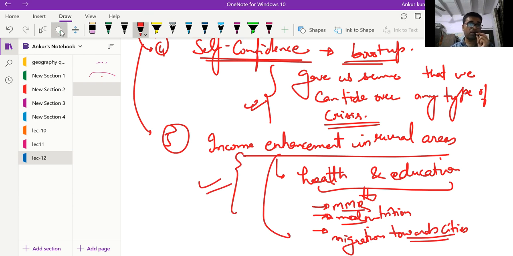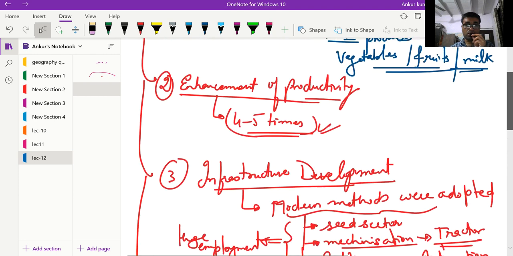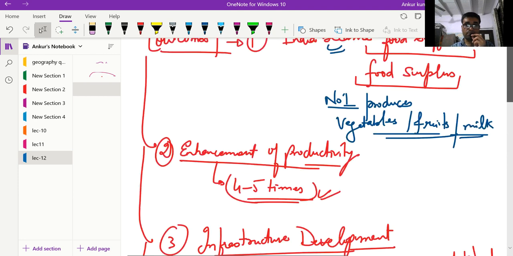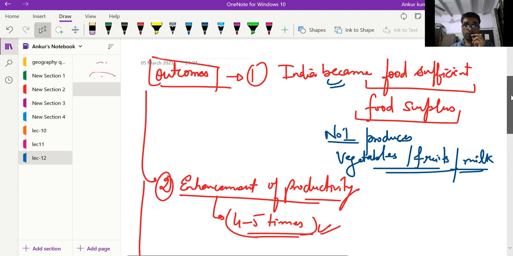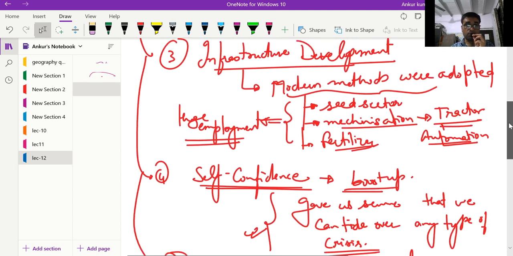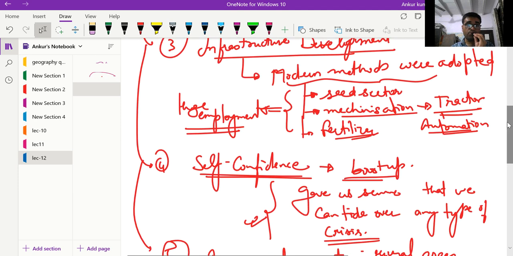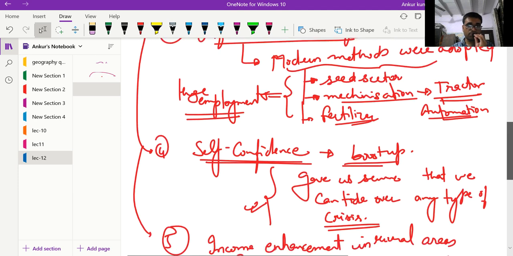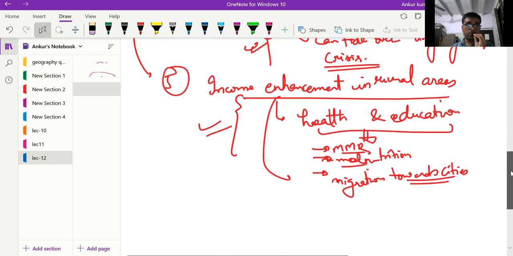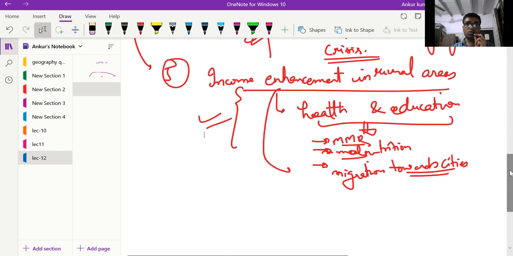So we did the five positive effects of the green revolution here: how it enhanced productivity, India became a food sufficient surplus country, infrastructure development, how it had positive externalities with other sectors, self confidence boost up, and the income enhancement and effect in the rural areas. So these were the positive outcomes of the green revolution.